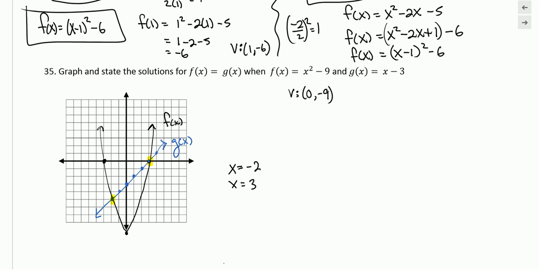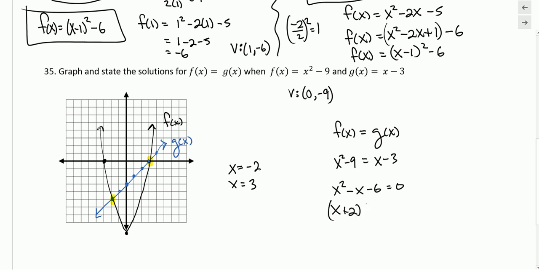We can check this algebraically if we set them equal to each other and solve. Let's set it equal to 0. Factor. Set each factor equal to 0 and solve. And I get x equals negative 2 and 3. So that verifies that my graph is good and that I can see where they're crossing.